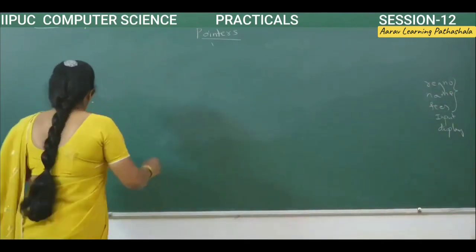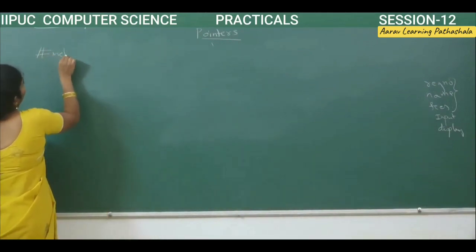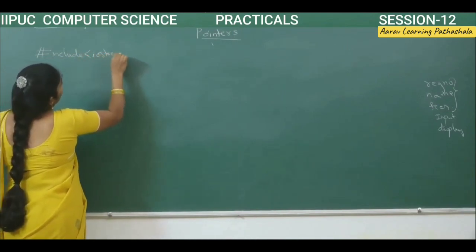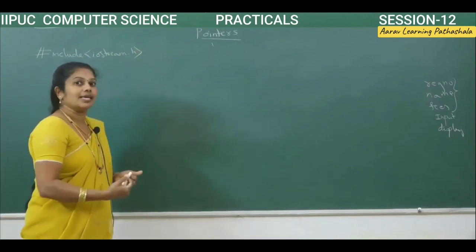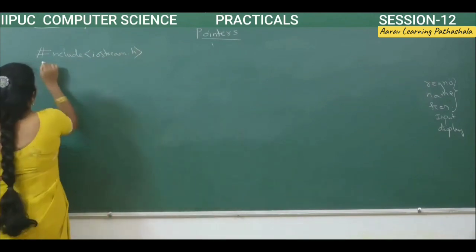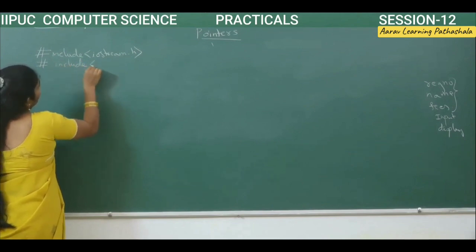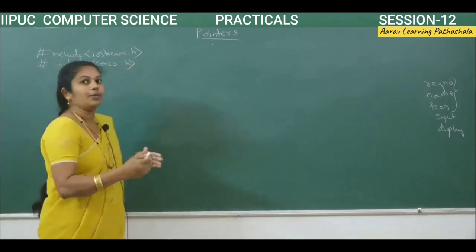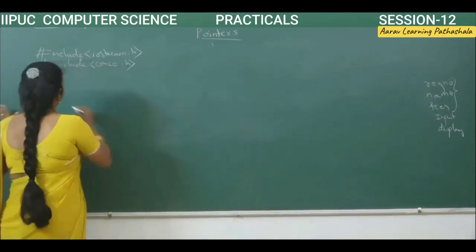First, as usual, start with the header file. Include iostream.h. This is the supporting header file for cin as well as cout. Next, include conio.h. This is the supporting header file for clear screen as well as getch function.